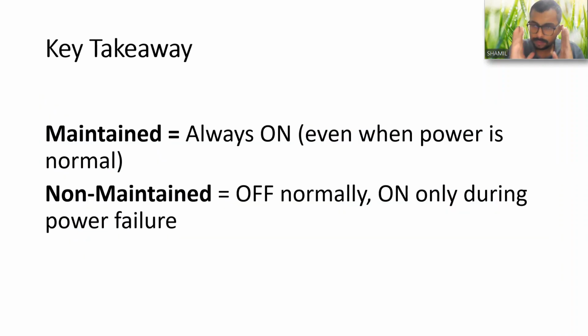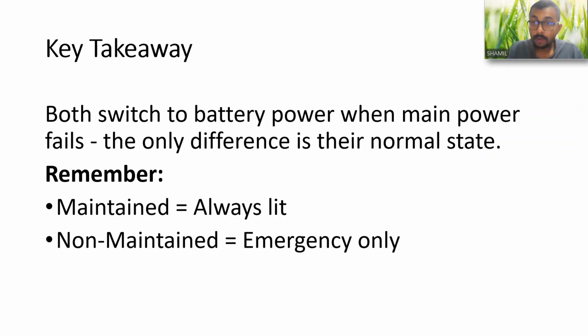So the key takeaway, just to summarize, is that maintained, it's always on during the normal time and also during the power failure time. Non-maintained, it's always off during the normal time and it turns on only during power failure. Both the emergency lights will switch to the battery power when the main power fails. So the only difference lies in their normal state. Remember, maintained light is always lit. Non-maintained light is working on emergency only. Okay, so this is the key takeaway for this video, and I conclude this video.